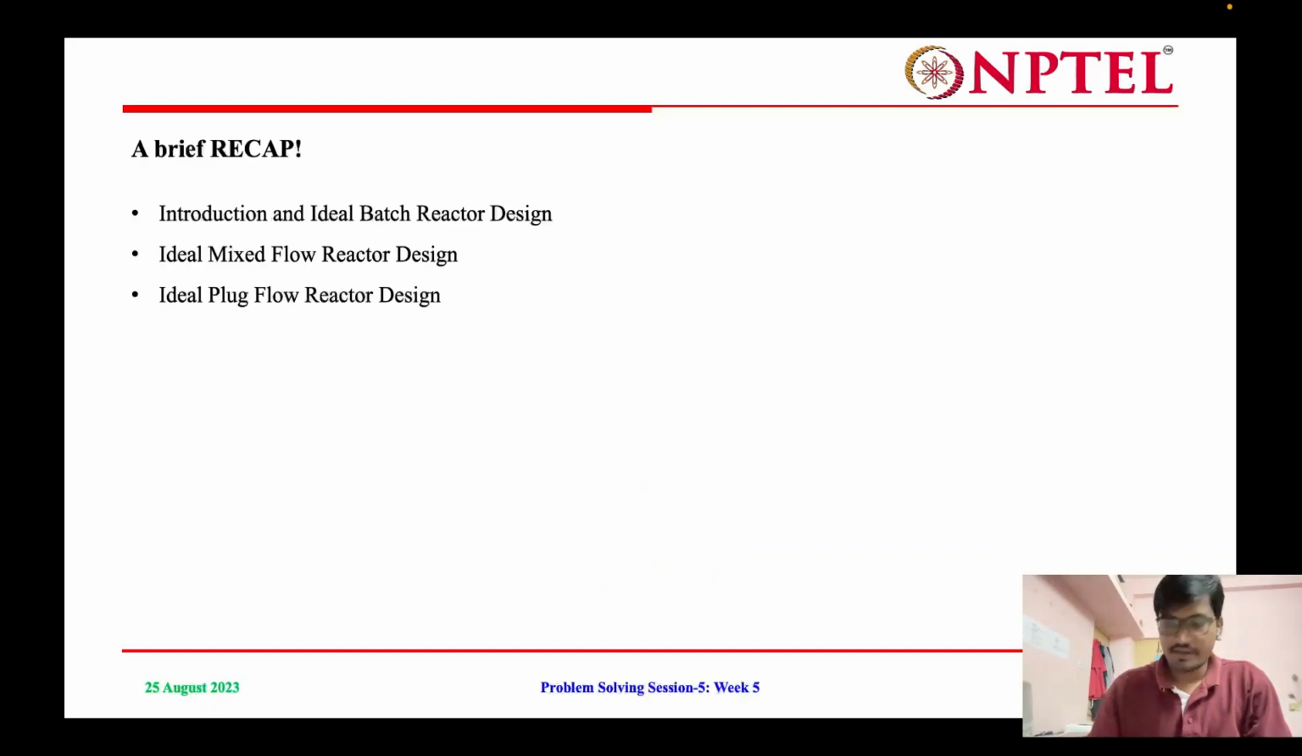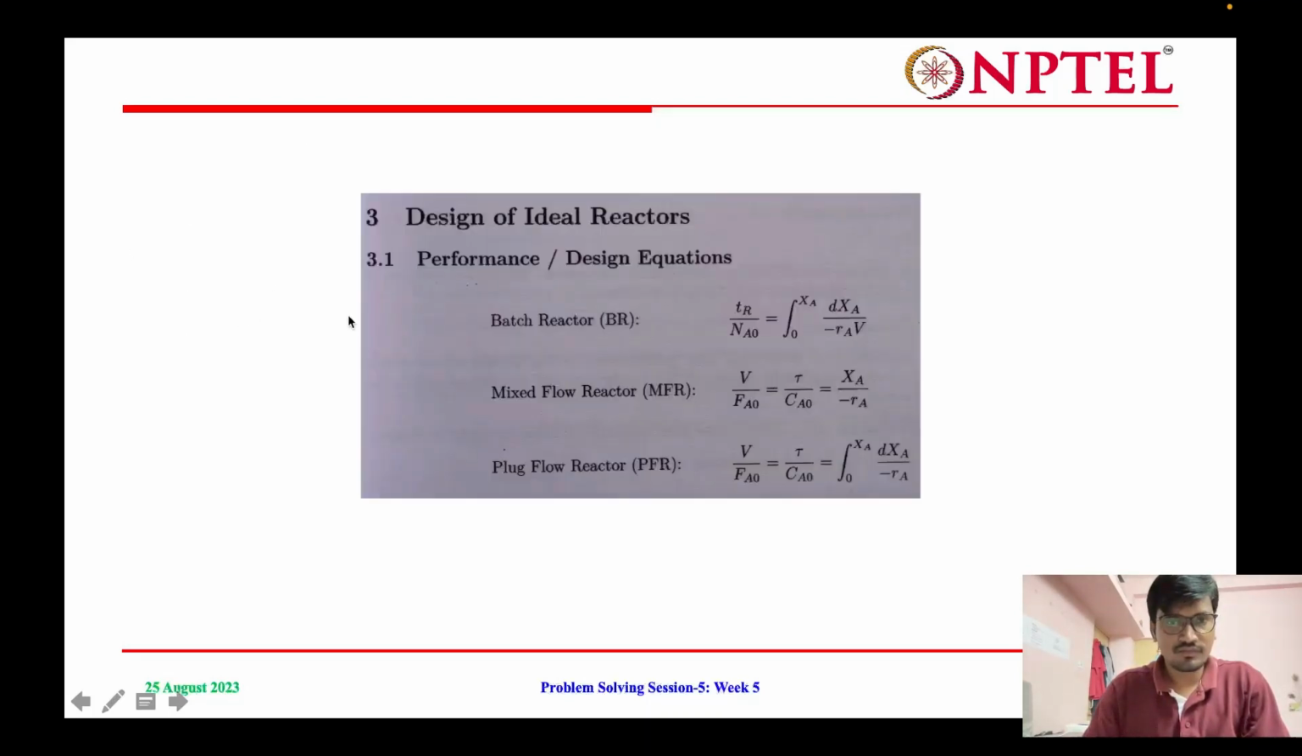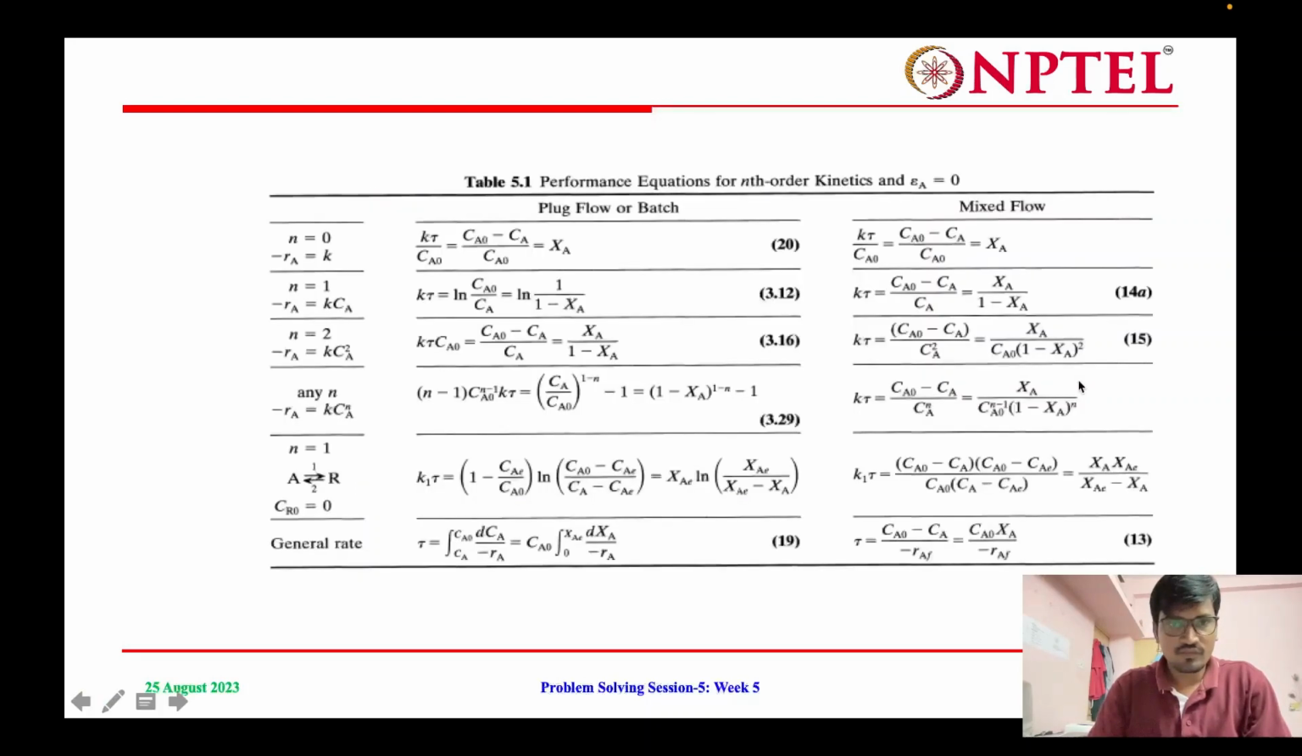A brief recap: introduction and ideal batch reactor design, ideal mixed flow reactor design, and third, ideal plug flow reactor design. These are the performance equations for the batch reactor, mixed flow reactor, and plug flow reactor. These are the performance equations for nth order kinetics in a constant volume process: for zero order, first order, second order, and nth order.